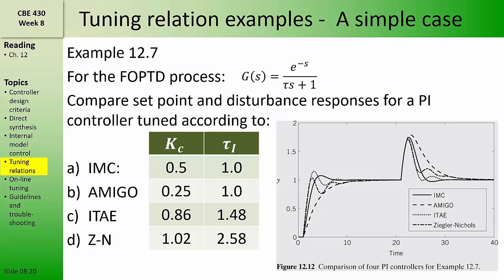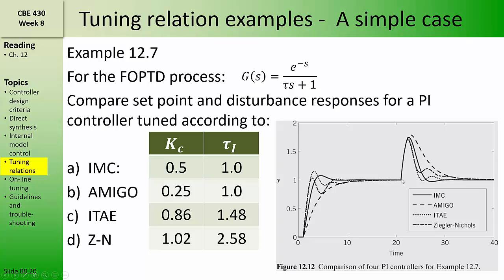An example comparing controller tuning settings for an FOPTD model that are calculated using the IMC method, the AMIGO method, the ITAE method, and a method that we have not yet introduced called the Ziegler-Nichols method is shown in Example 12.7. The response of this FOPTD model to both a set point step input and a disturbance step input are shown here. Note that for the unit step input for the set point, all four of these PI controllers bring the process to a final steady state consistent with the step set point change.